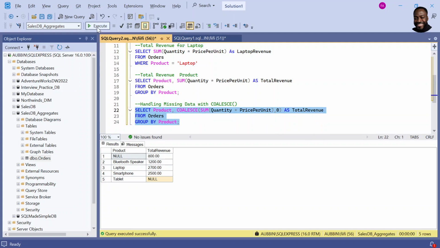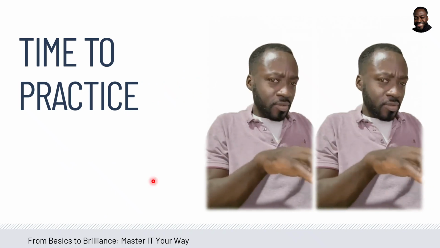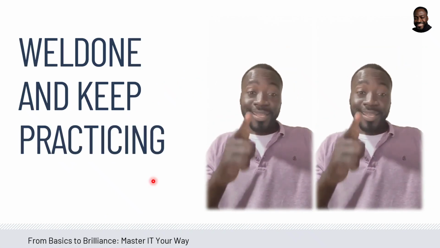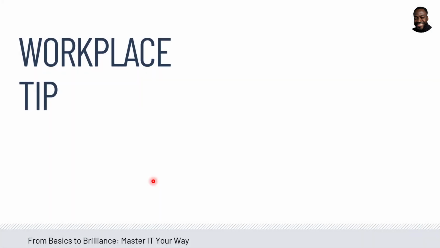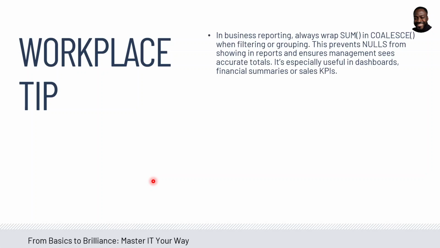Now let's run it, execute. So instead of a null, we are getting a 0 here. So this is how you use the COALESCE to replace nulls with 0, which ensures that every product has a total even when some data is missing. So that's how it works. Well done. And I'll need you to keep practicing.